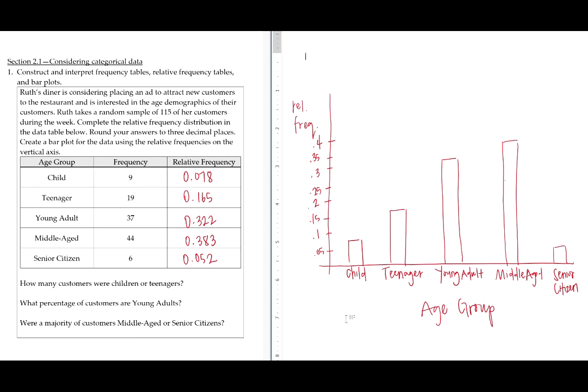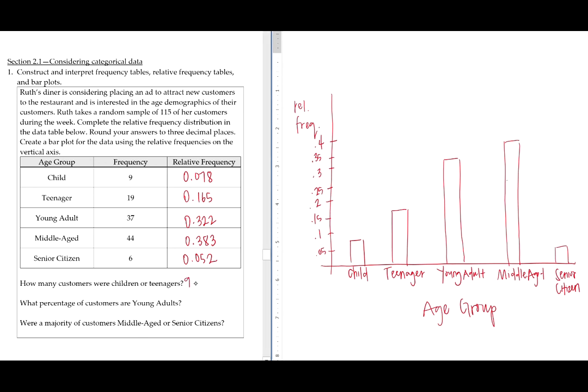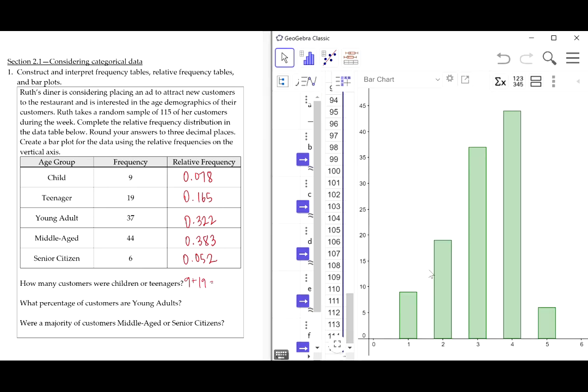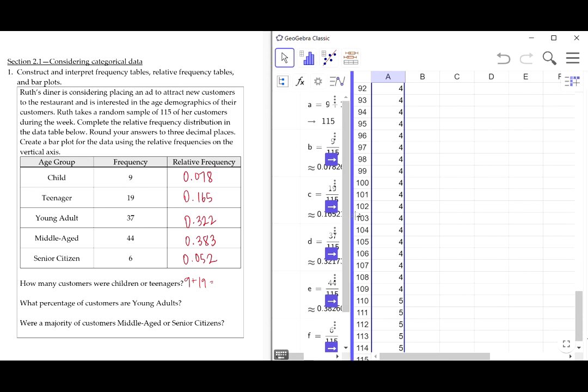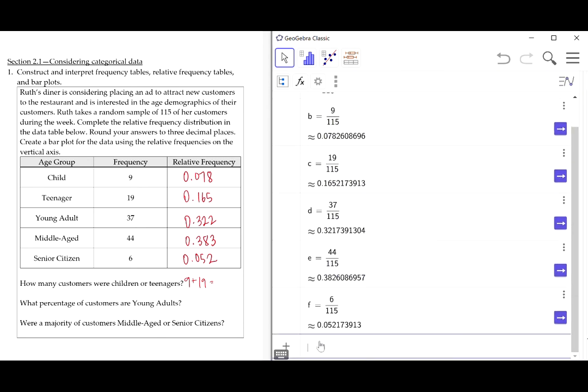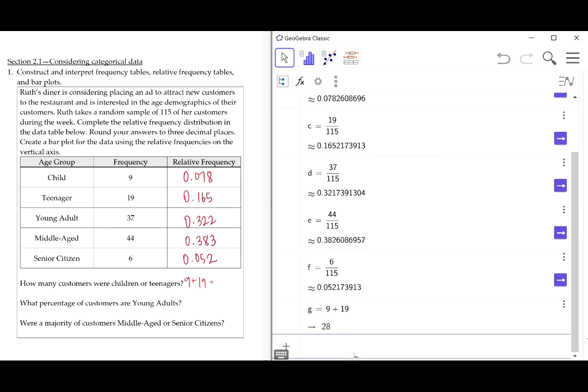How many customers were children or teenagers? Well, in the children category, there were 9, and in the teenager category, there were 19, so I'm going to add those 2 up. Now you can maybe do that by hand, or I'll bring up Geogebra again. I'm going to move over my graph and move over my spreadsheet, come back to my calculator, and I will add 9 plus 19, and I get 28. So 28 of the customers were either children or teenagers.